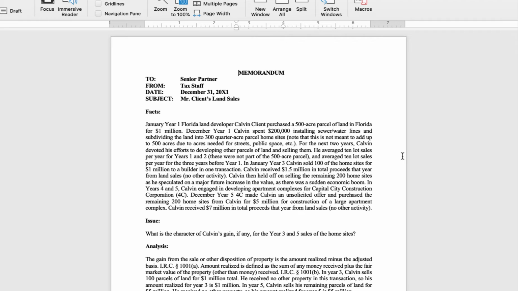Calvin then held off on selling the remaining 200 home sites as he speculated on a major future increase in value as there was a sudden economic boom. In years 4 and 5, Calvin engaged in developing apartment complexes for Capital City Construction Corporation, also known as 4C. December year 5, 4C made Calvin an unsolicited offer and purchased the remaining 200 home sites from Calvin for $5 million for construction of a large apartment complex. Calvin received $7 million in total proceeds that year from land sales, no other activity.